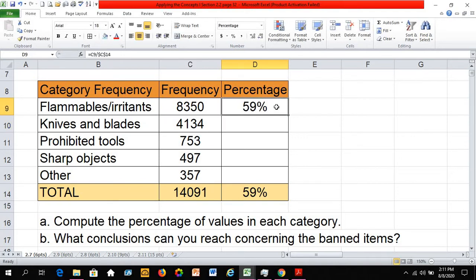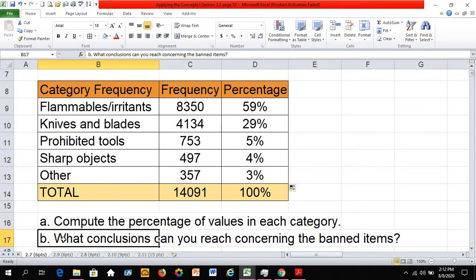Going back to this, notice the change of my cursor. When it becomes a small black cross, then drag it down. Automatically our total is 100%, signifying that our computation is correct, because the total of this should be 100%. So flammables is 59%, knives and blades 29%, prohibited tools 5%, sharp objects 4%, and the others 3%. So we are done with letter A.